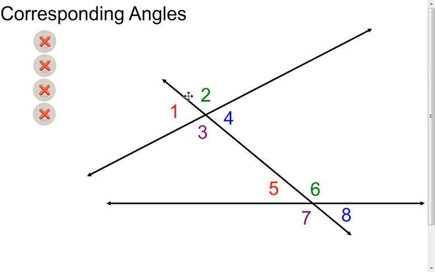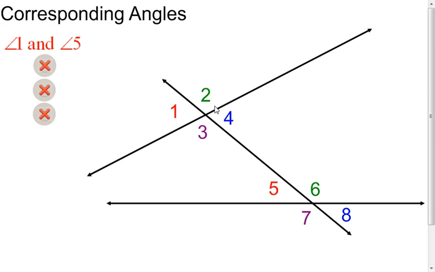This line and the transversal create 4 angles up here, and the transversal and the line create 4 angles down here. So I'm going to find an angle that's up here. I'm just going to go with angle 1. Well, I look at this as it's above the line and it's to the left of my transversal. So I'm going to come down here and find an angle that's above the line and to the left of the transversal, which would be angle 5. Therefore, angle 1 and angle 5 are corresponding angles.